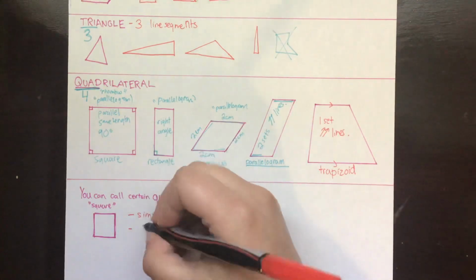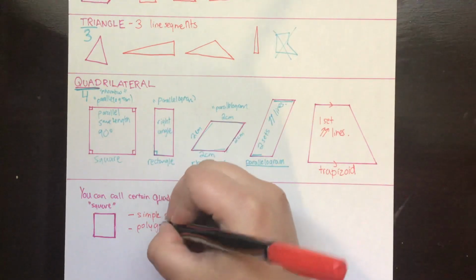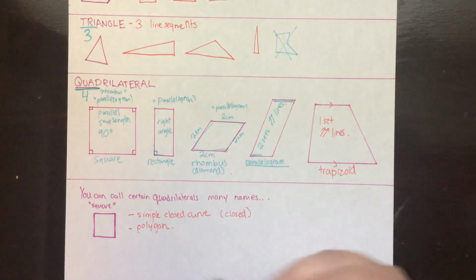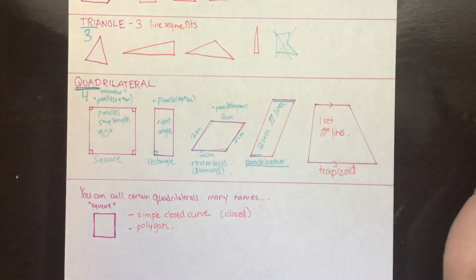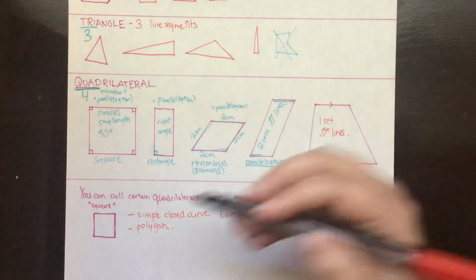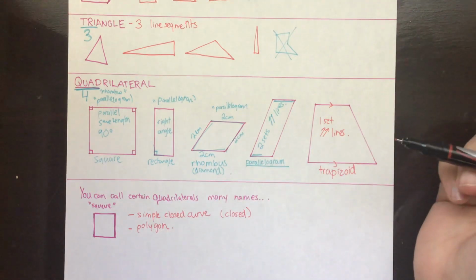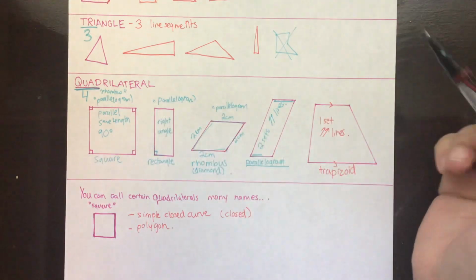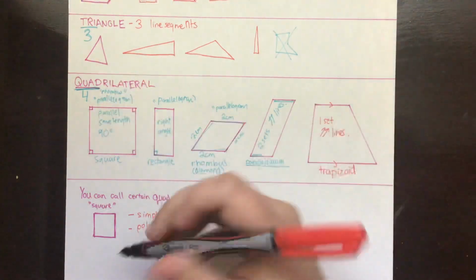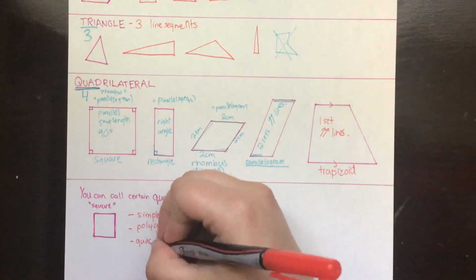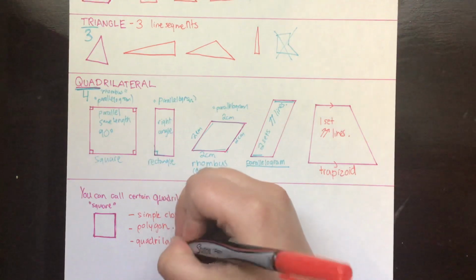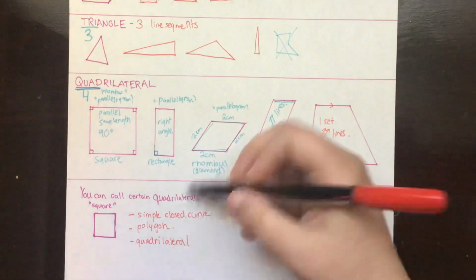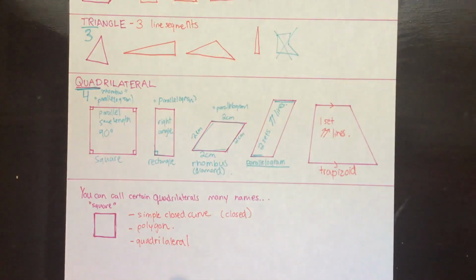We could also call a square a polygon because all of its sides are straight lines. And if they're straight lines, it can also be a polygon. Can we call a square a triangle? No, we can't, because there are 4 sides, not 3 sides. So we can't call it a triangle, but we can call it a quadrilateral because it has 4 sides. So there we go. We already have 3 different names for our square.